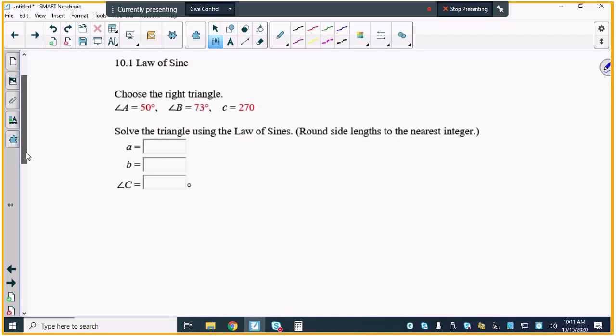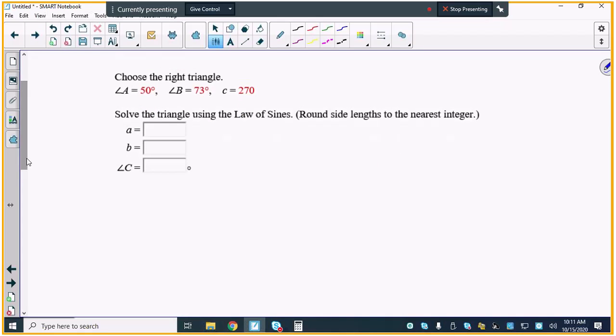So choose the right triangle. Angle alpha is 50 degrees, beta is 73 degrees, and C is 270. So when I say choose the right triangle, I'm actually not asking you to do a right angle triangle. I'm talking about finding the right triangle. And we're going to find all this information and round the side lengths to the nearest integer. Okay, so let's start talking about this.